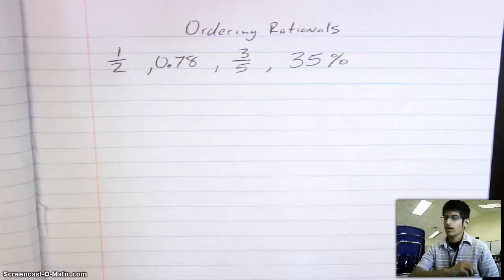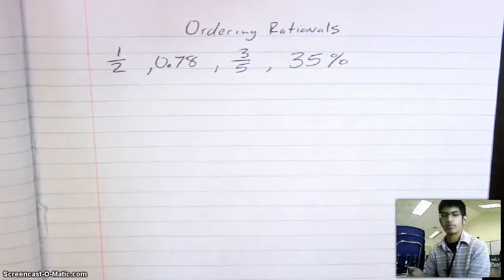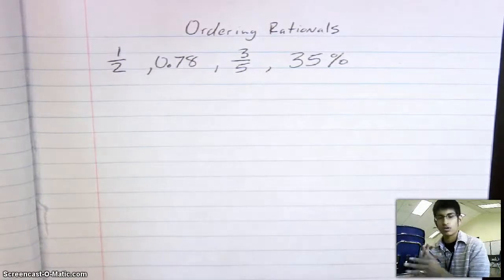Alright guys, good morning. Today we're going to be talking about ordering rationals. And if you remember, a rational is a fraction, a decimal, and a percent. So we're going to talk about a problem where you have to put all of these different things in order.